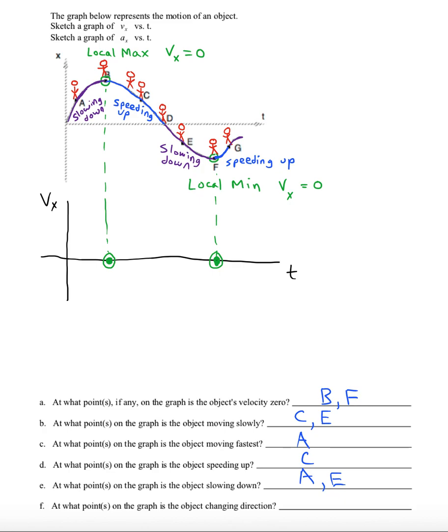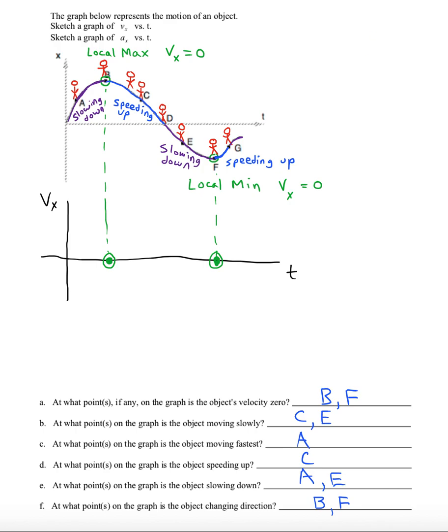Lastly, at what points is our object changing direction? Looks like B and F. Those would be the peaks and the valleys. They're the maximums and minimums. That's where we change direction.